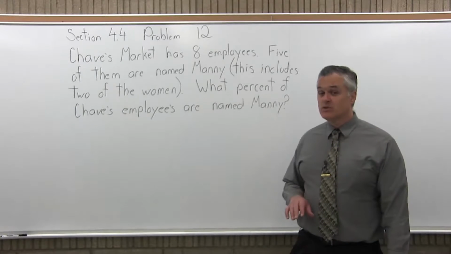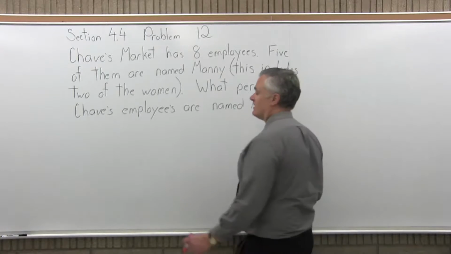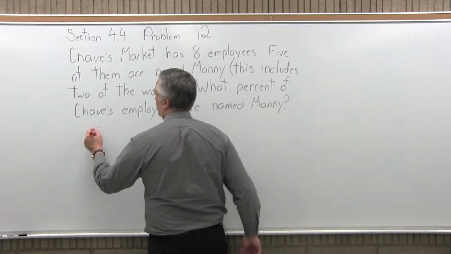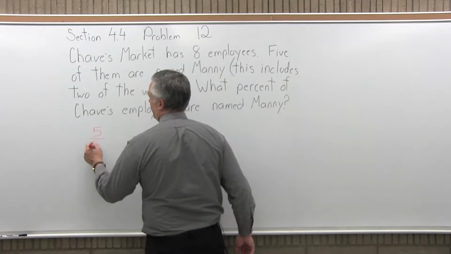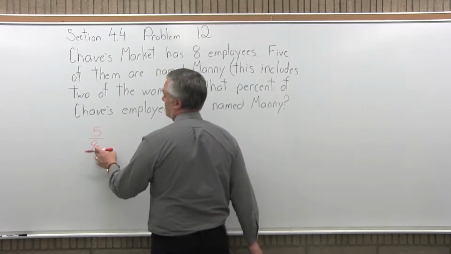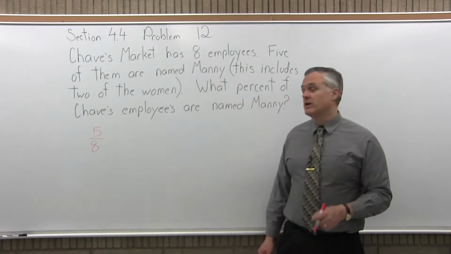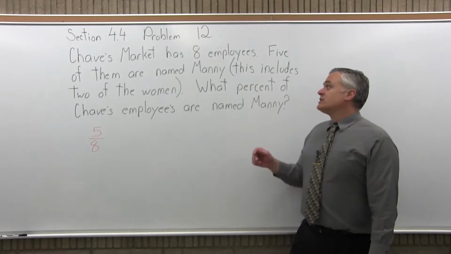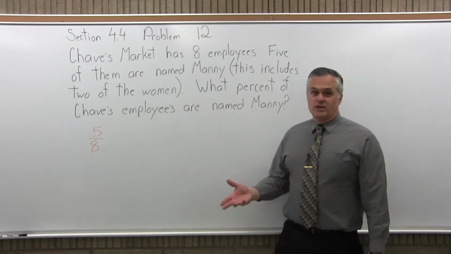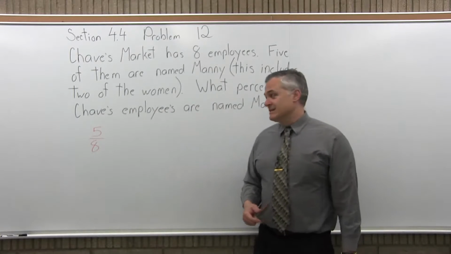So there are 8 employees altogether and 5 of them are named Manny. So as a fraction, that would be 5 over 8. 8 employees altogether makes the denominator of 8, and 5 of those 8 named Manny makes the numerator. So now the question says what percent, though? I have to convert that 5 over 8 into a percent.